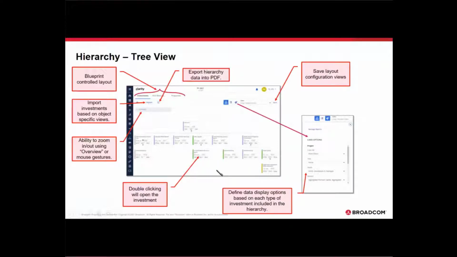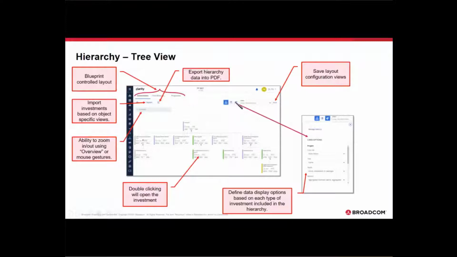As I build my card and my hierarchy, and the hierarchy becomes too big, I have the option to zoom in or out using the overview. The overview allows me to zoom in and out or move left, right within my hierarchy layout to focus on a specific part of the hierarchy. For each investment that I have pulled into my hierarchy, I can double click on that and open that investment for reviewing its specific data.